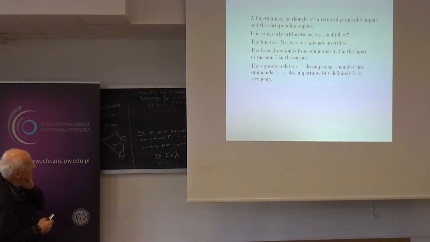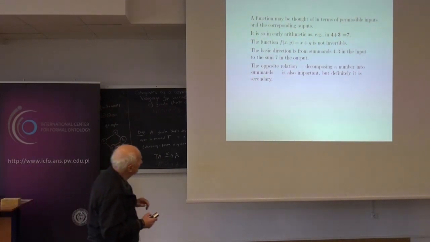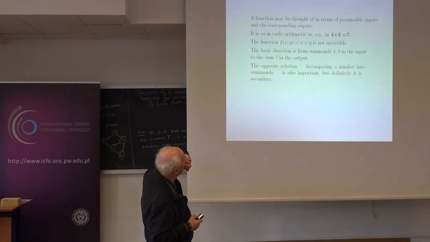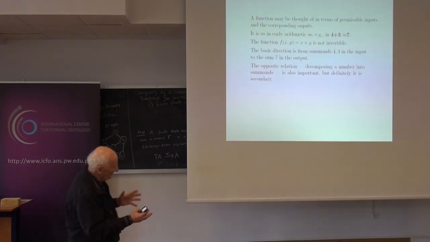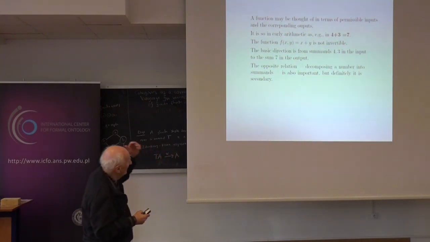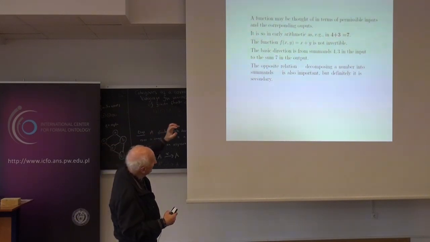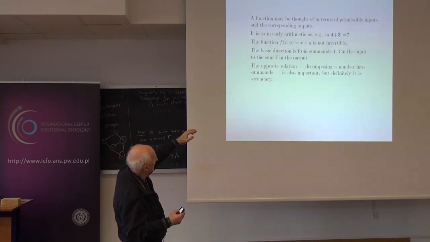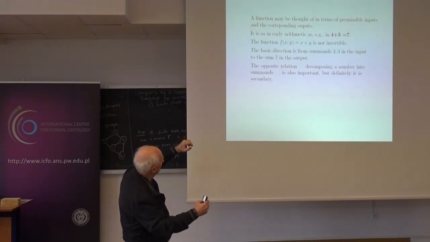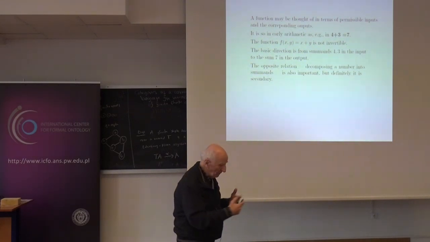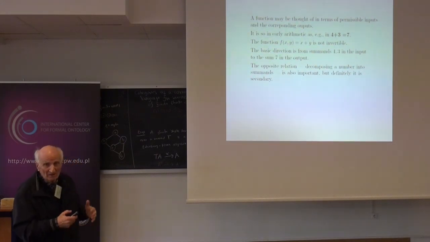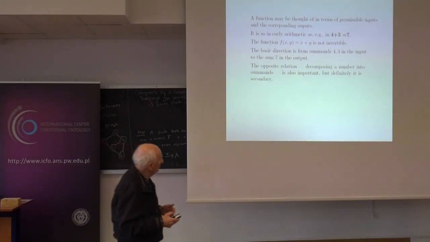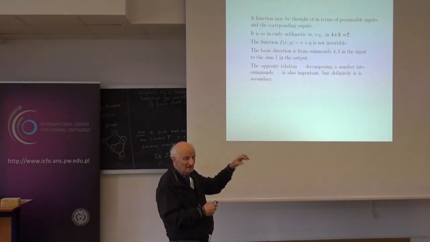A function, well, you have inputs and outputs. And let's take children's arithmetic. Well, like 4 plus 3 is 7. Well, this function, addition, is not invertible, of course, because it's a function of two variables. The basic direction in the thinking of children and of adults is from summands to the sum. The opposite we can go, of course. This is called decomposing a number into summands. It's of course important, but definitely secondary. Primary is addition.